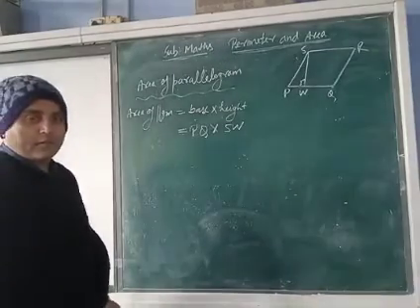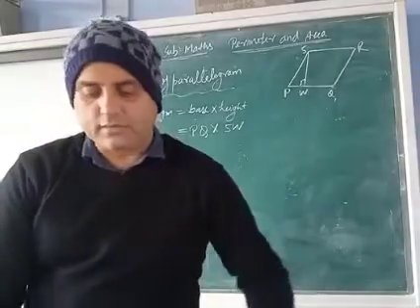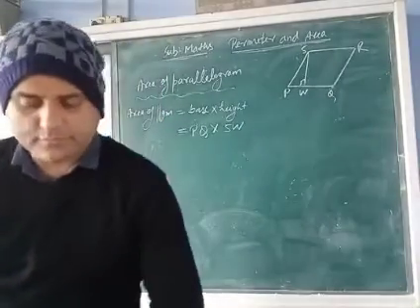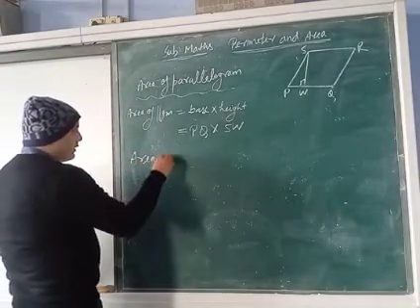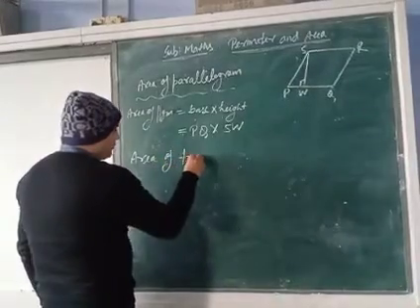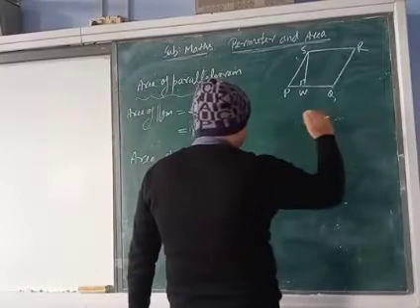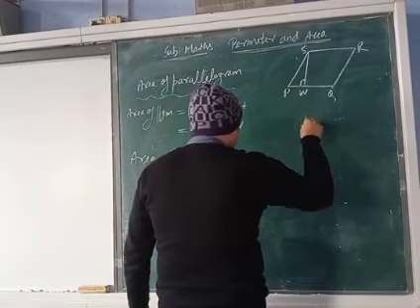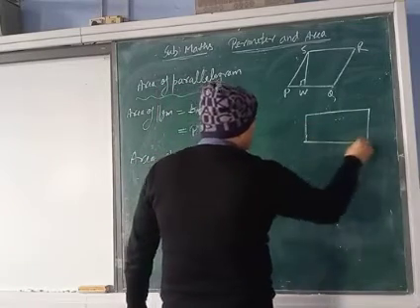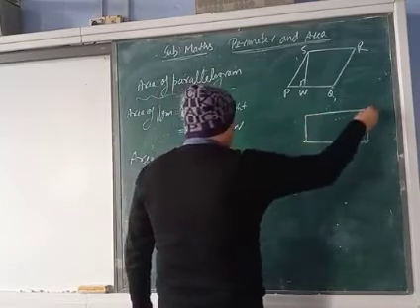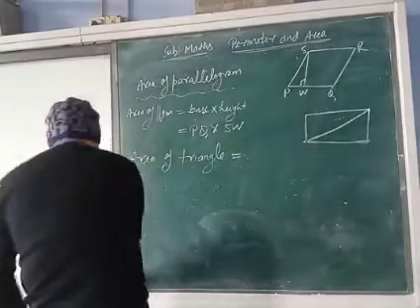Now next we will solve what is the area of a triangle. So now see, the area of a triangle. If you take a rectangle, then this is also area of base into height. But if you draw a diagonal, it converts into two triangles.